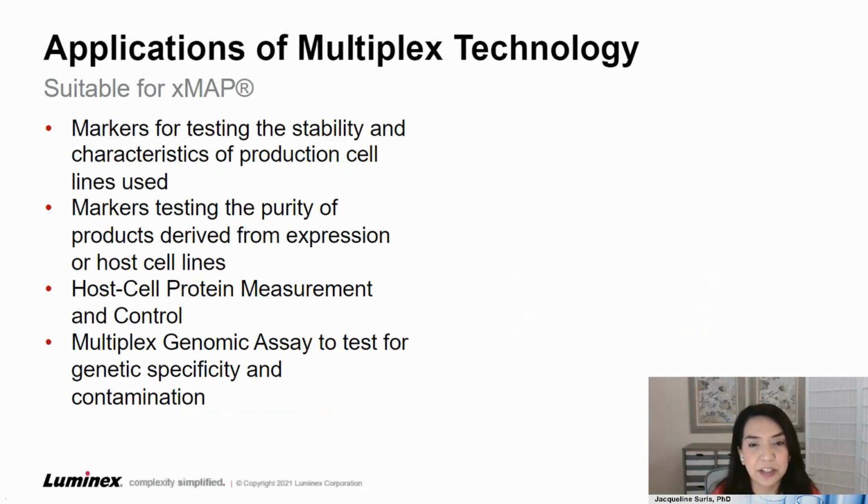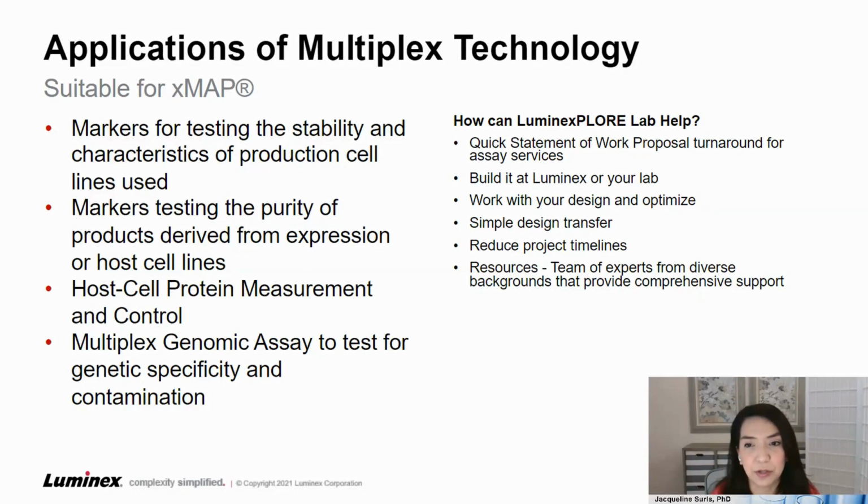And as Steve mentioned, our technology can cover a multitude of applications: looking at the stability of your production cell line, looking at the purity of your products, quantitative measurement of HCPs, and looking at multiplex genomic assays to test for genetic specificities and contamination. So, how can Explore Lab help with our team?